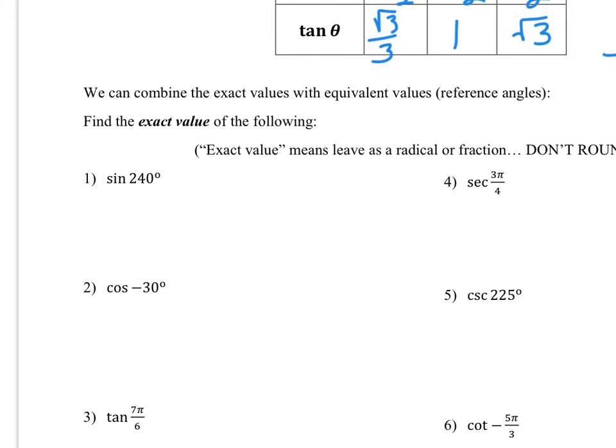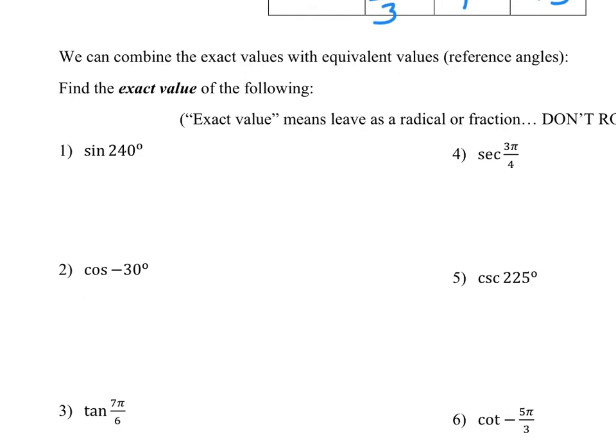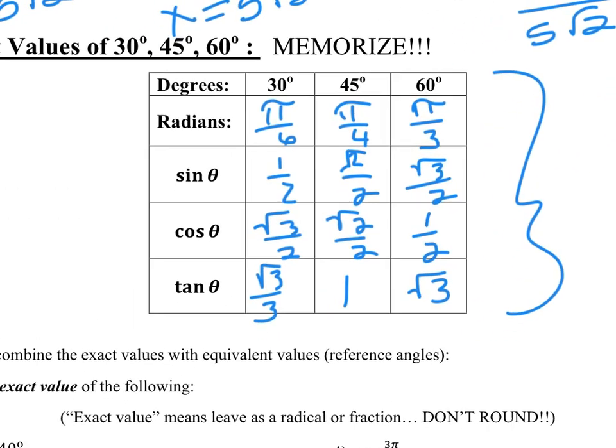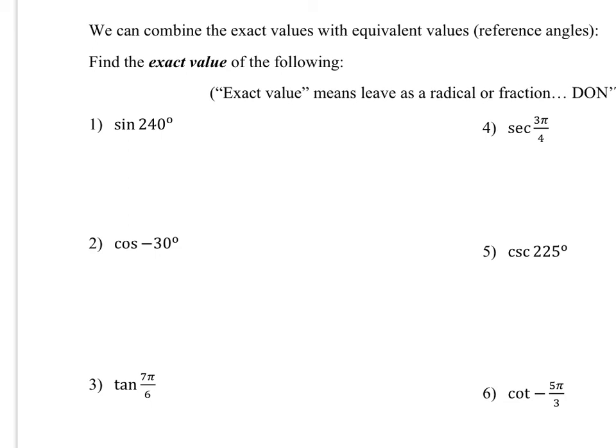All right, exact values. So what we've done in the past, or the couple days ago, is we talked about equivalent values, and that's really what we're going to be using here. Now, I don't know exactly what the sine of 240 is, but if I find the reference angle, then I might be able to find the exact value using the reference angle and this information, or the special right triangles. So I'm going to show both ways to kind of go about this, and hopefully it will make sense and not confuse you.